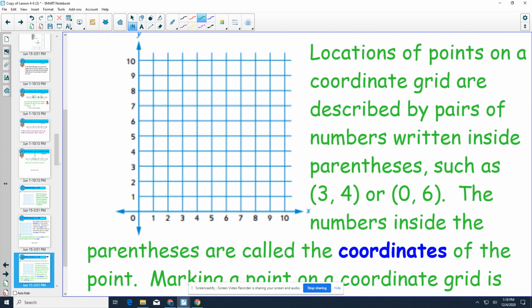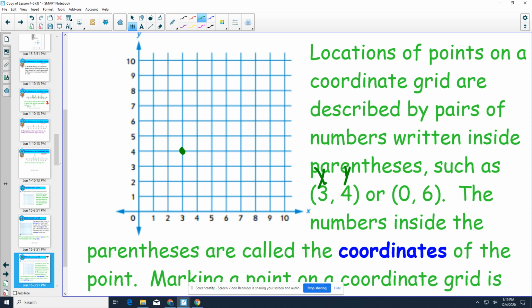Now, locations of points on a coordinate grid are described by pairs of numbers written inside parentheses, such as (3, 4). So I always go over and then up. I see my first one is x, so I'll go over to the 3, and then I have my y. It tells me to go up 4. So I go over 3, up 4. So 1, 2, 3, 4. And I would plot my point there.